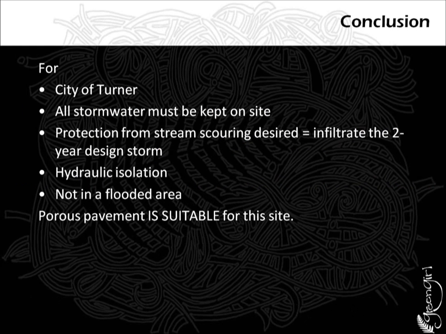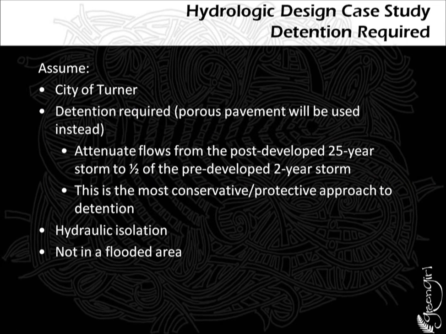The conclusion basically is that for the city of Turner, all stormwater must be kept on site. We're infiltrating the 2-year design storm. It's hydraulically isolated. It's not in a flooded area. Remember, the infiltration rate is what most people would consider very low, 0.1 inches per hour. Porous pavement is suitable for this site. Now, there are other suitability criteria that are not checked in this hydraulic calculator. So you want to check those too, and that's what the decision tree is for. But the conclusion is that this is great.